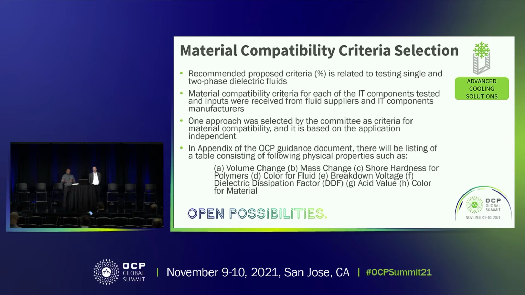It involves volume change, mass change, Shore hardness of the material, and color of the fluid when it is aged in a sample at, for example, 80 degrees C for 2 weeks, 4 weeks, and 6 weeks. What happens to the fluid? If there are any polymers releasing plasticizers into the fluid, then there is a change in color as well. So all the parameters have been captured, including the thermal properties with DDF, dissipation factor, acid value, and then color of the material as well.